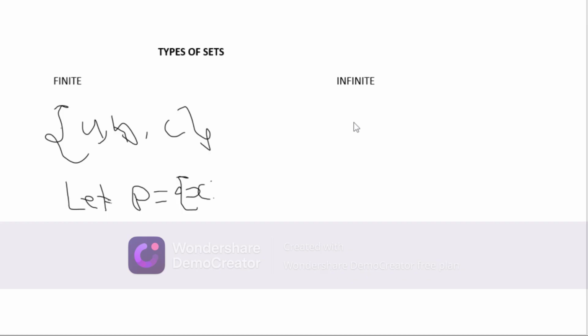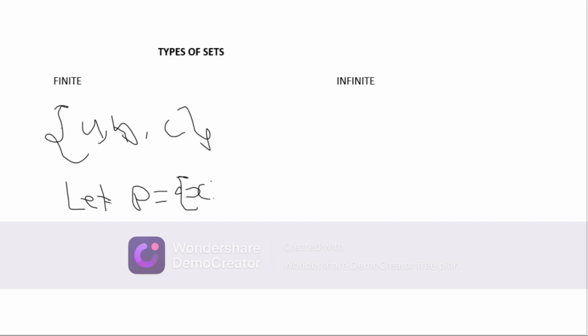If you are given a set whereby you can't count the number of elements there, it's an infinite set. Also if it's just zero, there's nothing, no elements there, it's also a finite set. Which leads to another definition, which is the cardinal number of a finite set. The number of elements in a given finite set is called the cardinal number of the finite set.